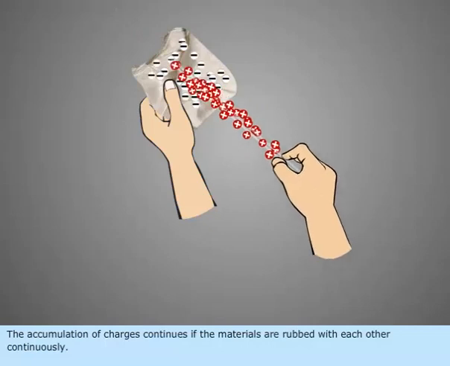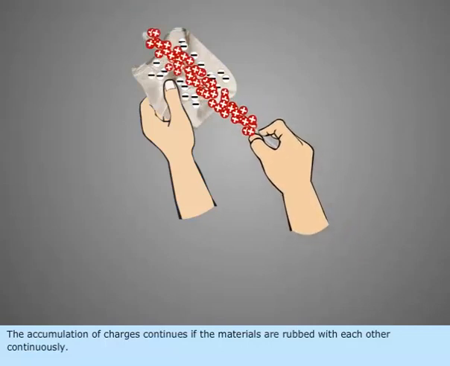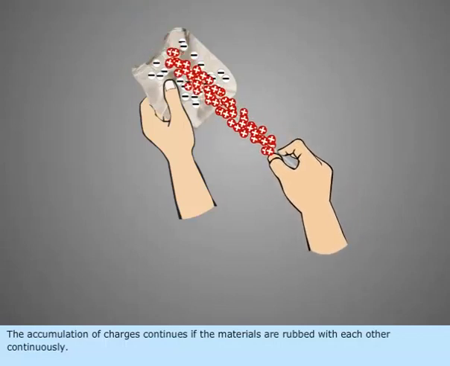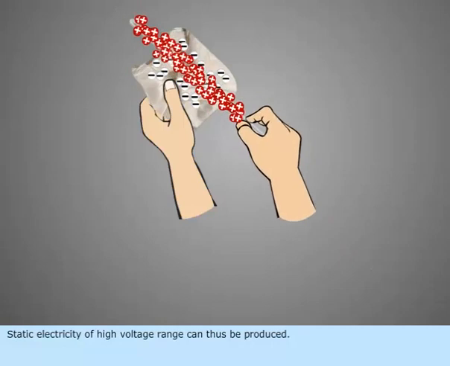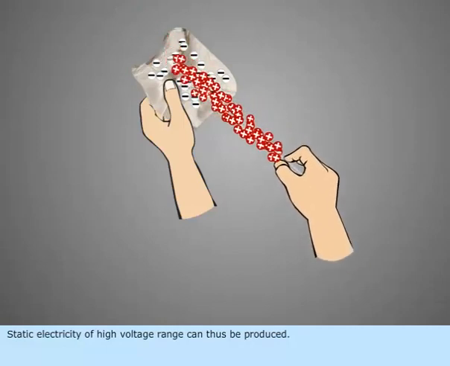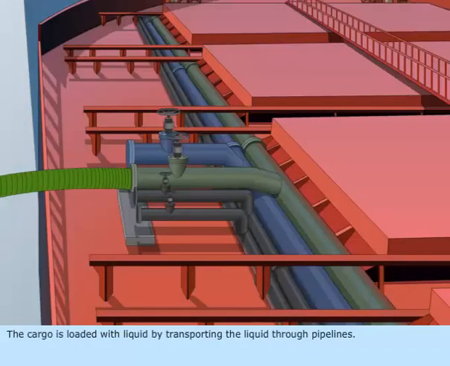The accumulation of charges continues if the materials are rubbed with each other continuously. Static electricity of high voltage range can thus be produced. This kind of static electricity plays a vital role in cargo loading system. The cargo is loaded with liquid by transporting the liquid through pipelines.